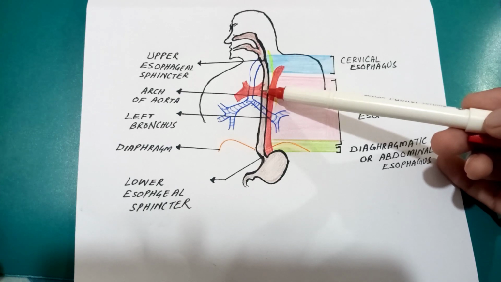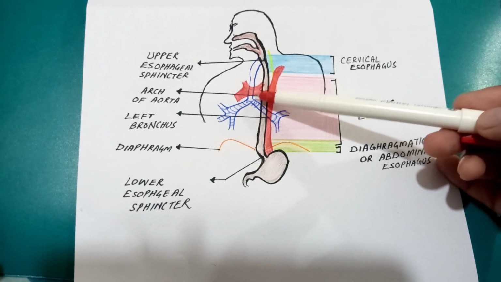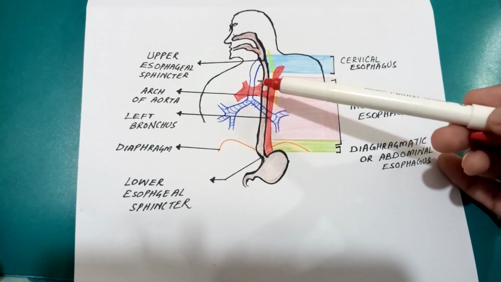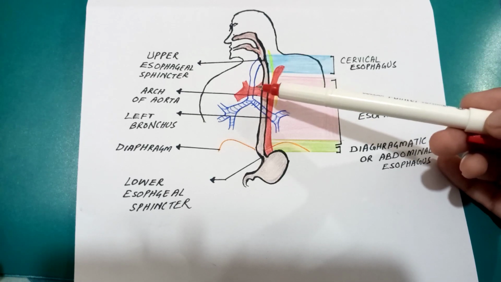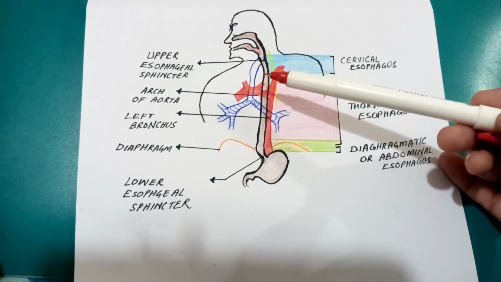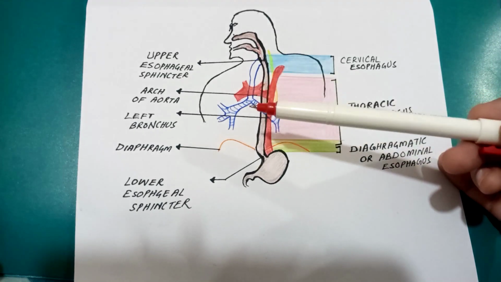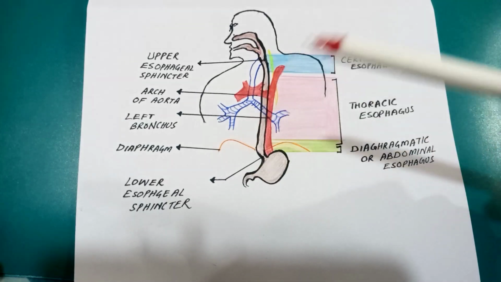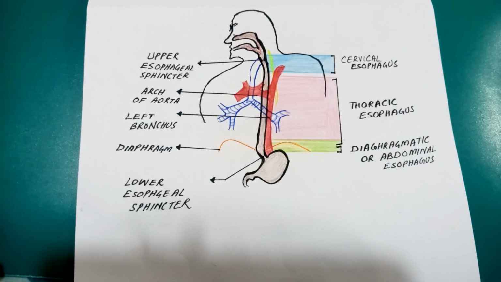The esophagus runs in front of the vertebral column and posterior to the trachea. It is very important that it runs behind the trachea. First of all, if we start anteriorly, then behind the sternum we have the trachea, then the esophagus, and then the vertebral column. If we talk about the curvatures of the esophagus, anteroposteriorly it corresponds to the cervicothoracic spine.